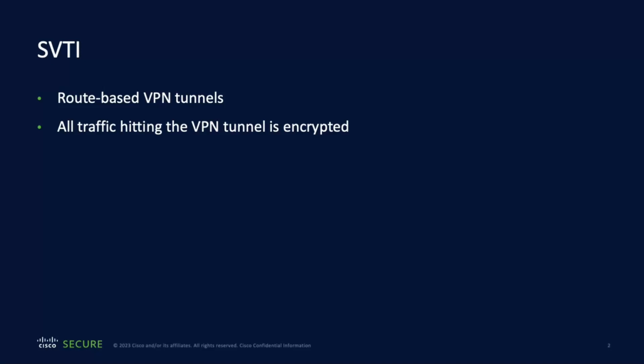In Threat Defense Release 6.7, we had introduced SVTI, using which we could encrypt the traffic based on routes instead of access lists. This helps simplify the VPN configuration by not requiring to manage complex access lists and ordering them correctly in the crypto maps. All the traffic that hits the VPN tunnel based on the routes will get encrypted and sent to the peer.